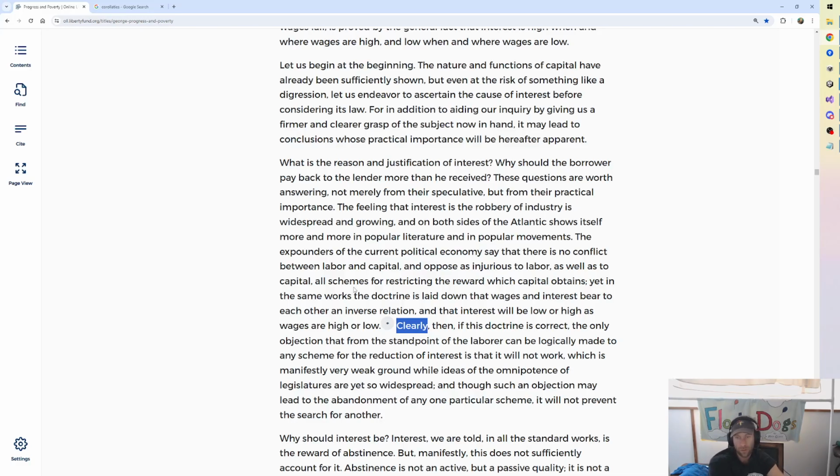George continues, clearly then, if this doctrine is correct, the only objection from the standpoint of the laborer that can be logically made to any scheme for the reduction of interest is that it will not work, which is manifestly very weak ground, while ideas of the omnipotence of legislatures are yet so widespread, and though such an objection may lead to the abandonment of any one particular scheme, it will not prevent the search for another. Why should interest be?